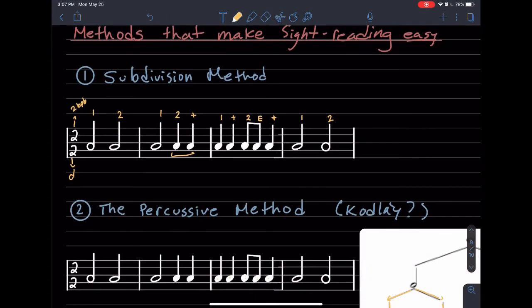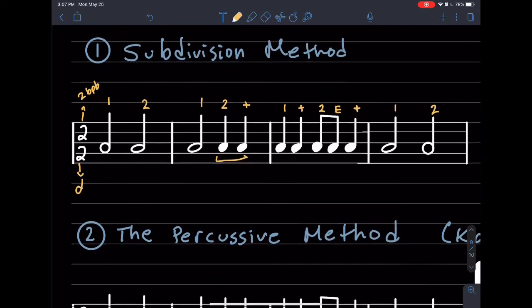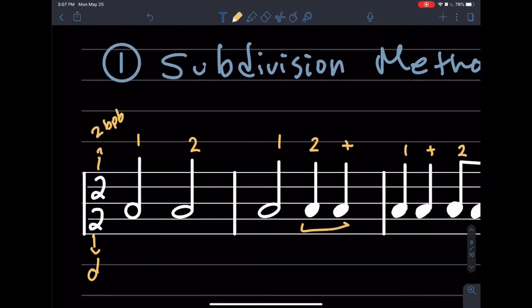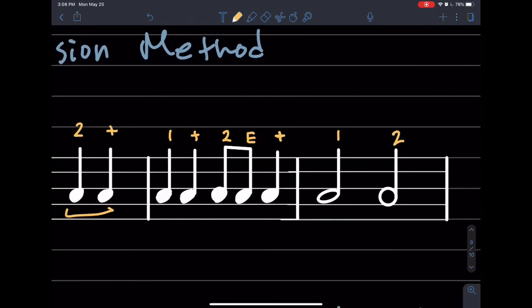Let's play this and see what it sounds like. 1, 2, 1, 2. Okay? One more time. 1, 2, ready, go. 1, 2, 1, 2. Just like that. And I did it by subdividing. 1, 2, 1, 2, and 1 and 2 E and 1, 2.